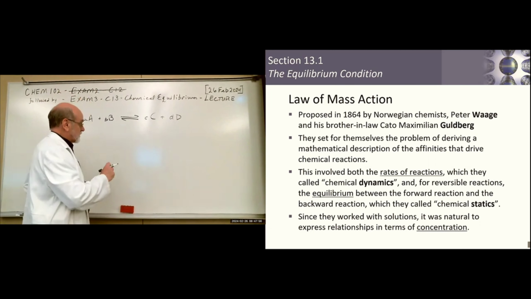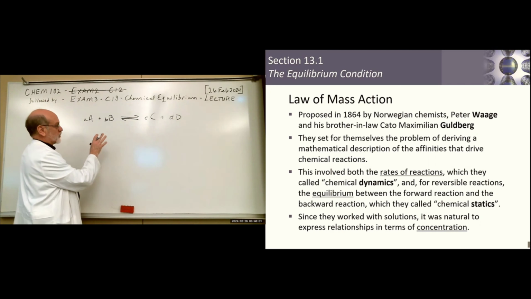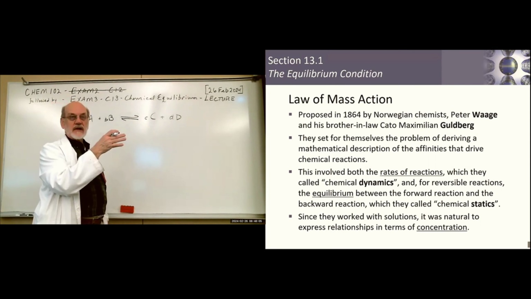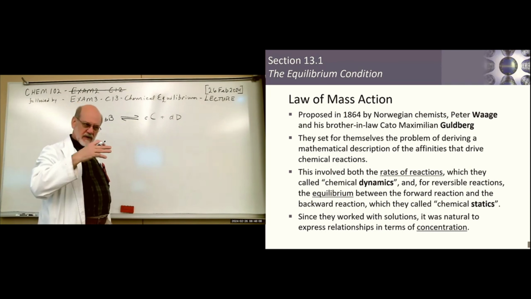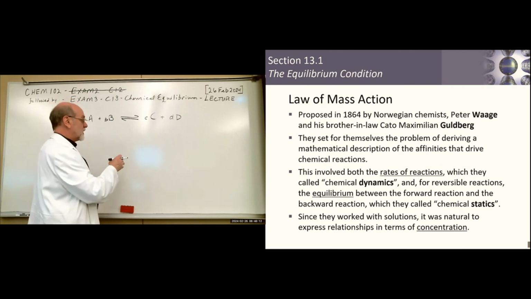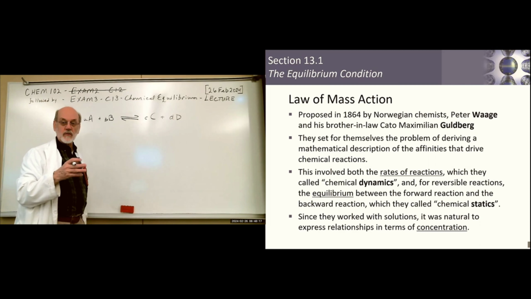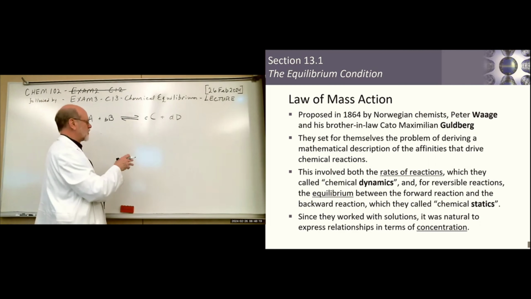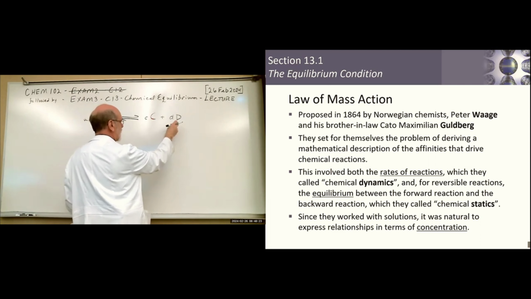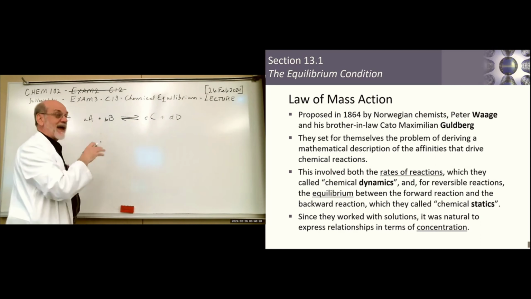So they discovered that what they could do was express the concentrations of the reactants and products in terms of familiar units of measure. And the familiar units of measure in those days were molarity, right? Because they were working with solutions. So the molarity of C and D were determined, and the molarity of A and B were determined at equilibrium.